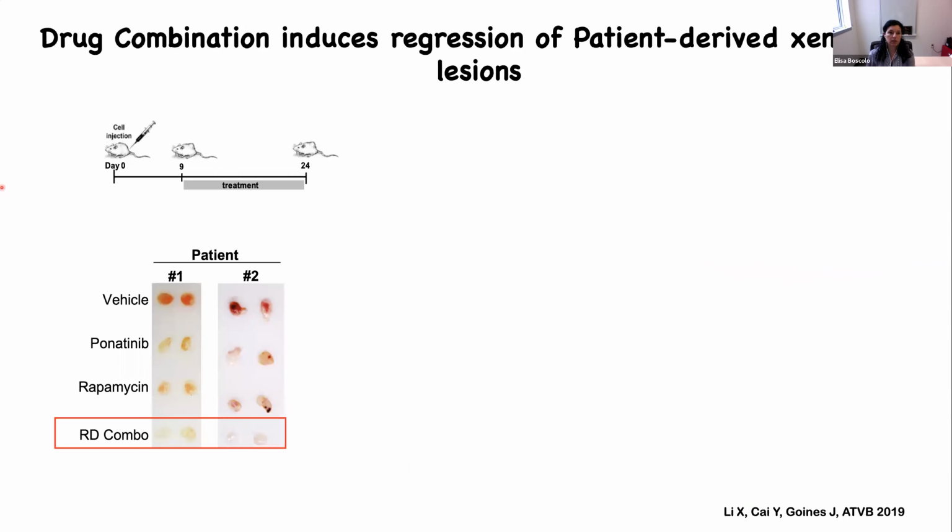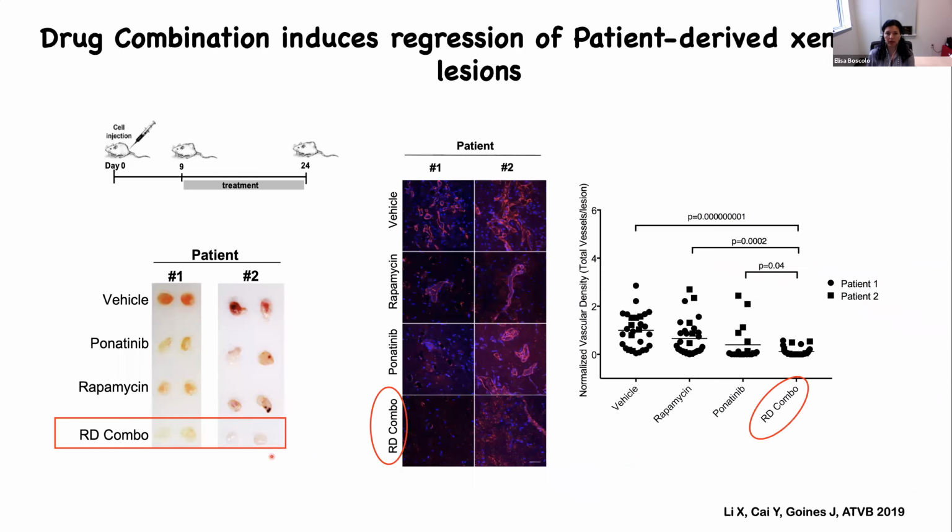We've also done the same thing with patient-derived endothelial cells with the same type 2 mutation. We have 2 patients here, and you can see with ponatinib or rapamycin there is decreased vascularity, and when you use the combination, there is even less vascularity, as you can see also from the staining of Ulex europaeus agglutinin 1, again to stain the human blood vessels in the xenograft, and here it's the quantification.